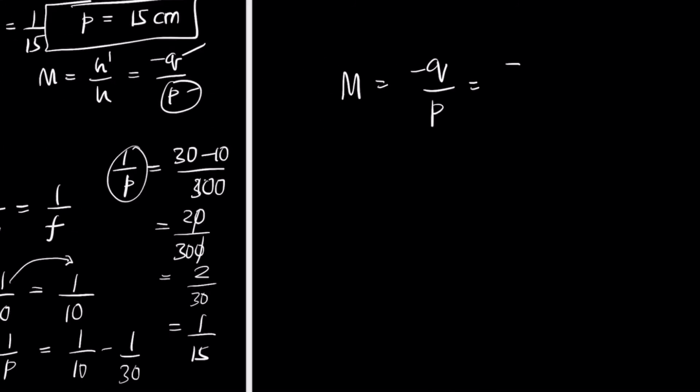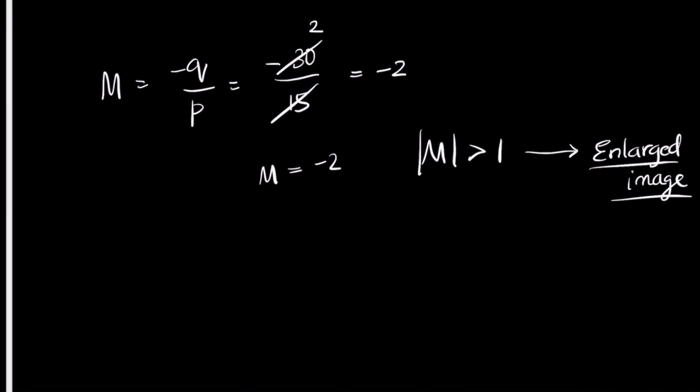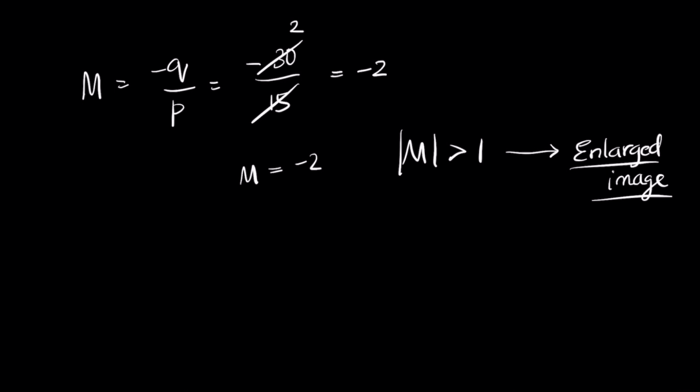We know that the magnification factor is minus q by p. So minus q, which is given as 30 centimeters, by p, which is 15 centimeters. So that gives negative 2. So m here is negative 2, and the modulus of m is greater than 1. So we know that this is an enlarged image. You can try and draw the ray diagram and find out if this is the correct answer.